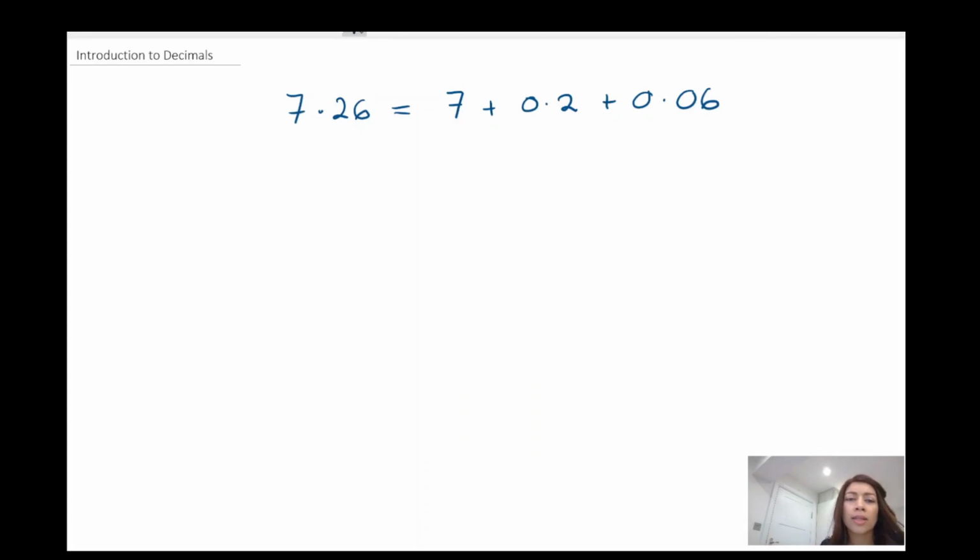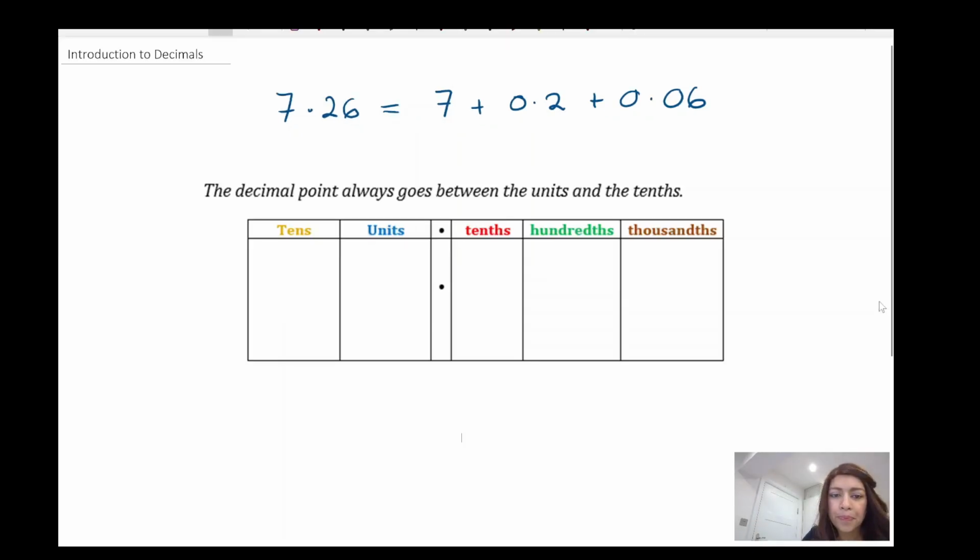We should always look at decimals using place value. So the decimal point always goes between the units and the tenths. If we took 7.26, we know there are 7 ones, 2 tenths, and 6 hundredths. Let's look at another example.